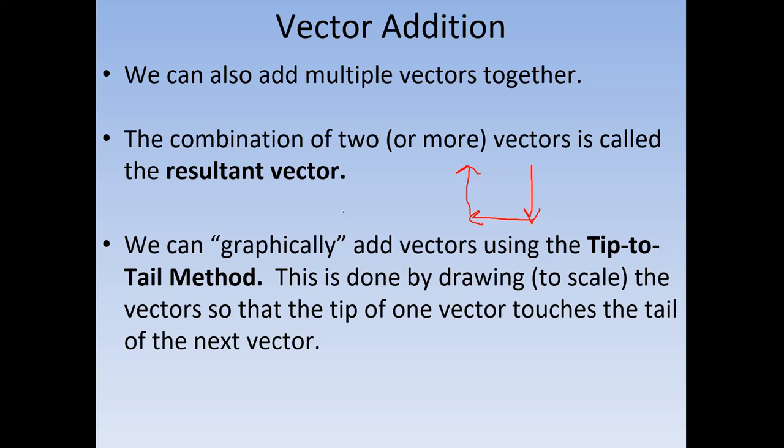This is different than if you had arrows drawn like this, which sometimes the Regents will give to you because they want you to redraw this tip to tail. So this is not tip to tail. This is tip to tail.